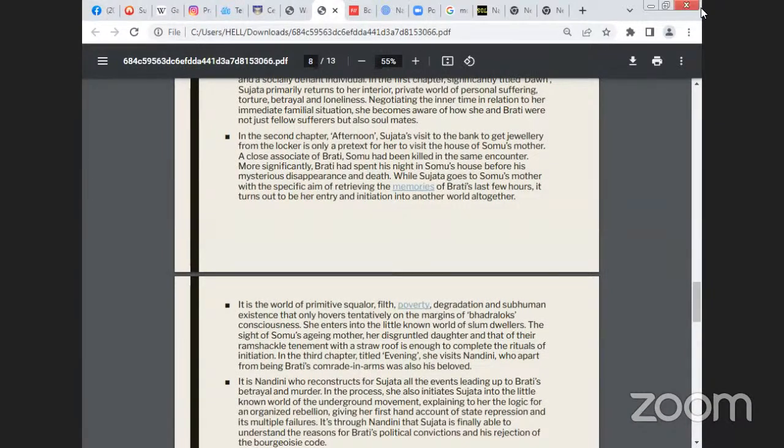These are the things we should look at in this novel. Whenever we look at the representation of the Naxalite movement or communist ideology, they use the term bourgeois society.